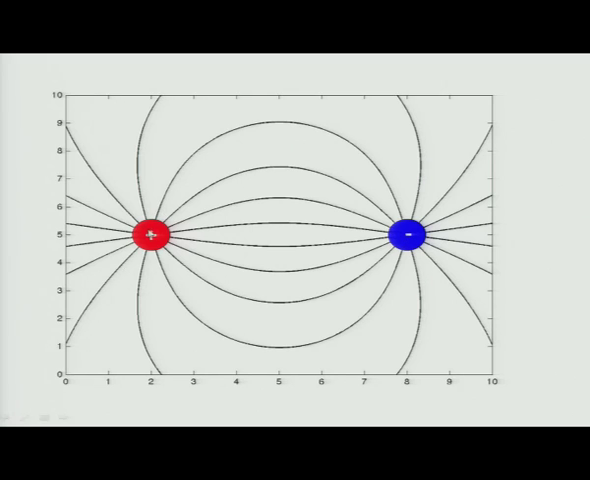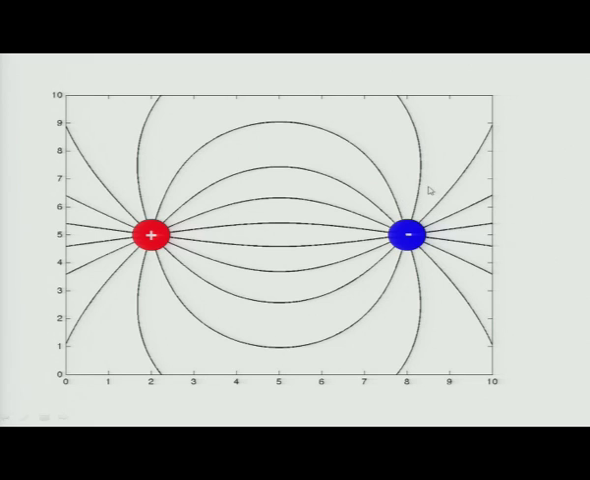And as you can see here, I have taken the same number of lines starting from a positive charge, and they are all ending on the negative charge. So as I discussed earlier, electric field lines start from a positive charge and either end on a negative charge or tend to infinity, go to infinity.